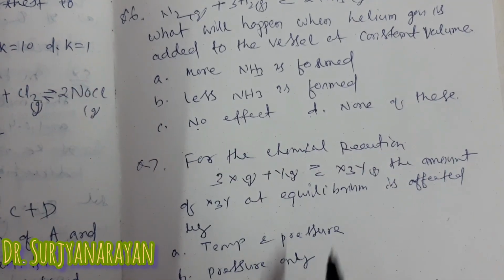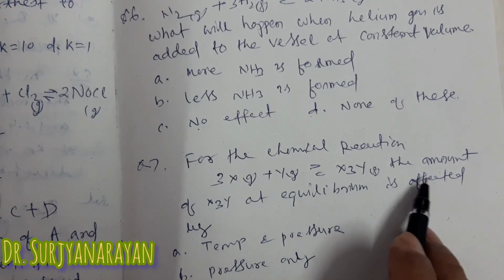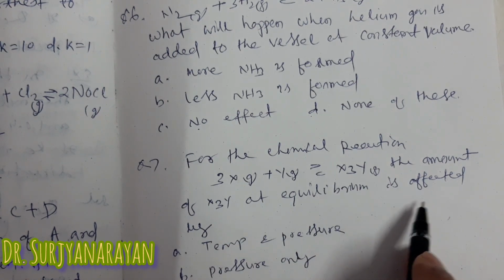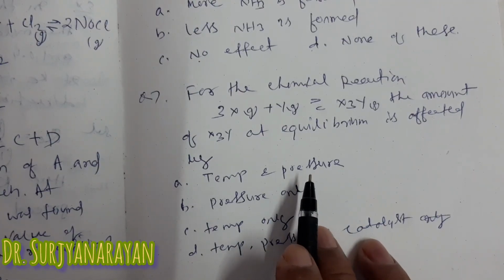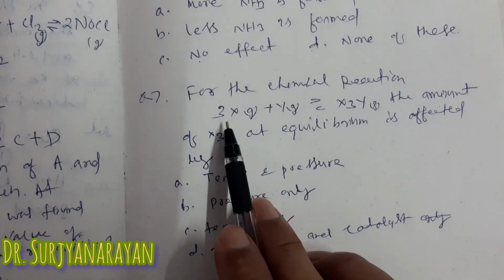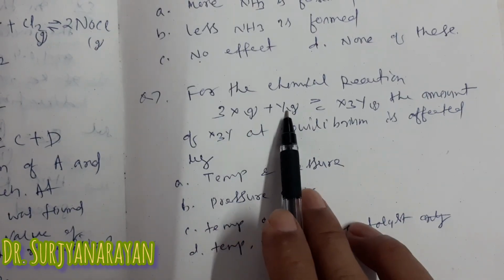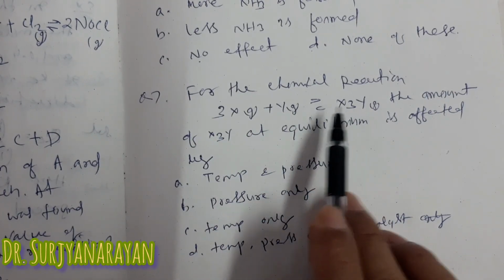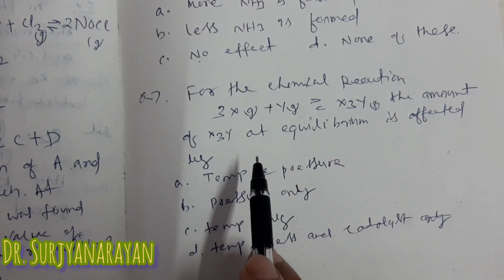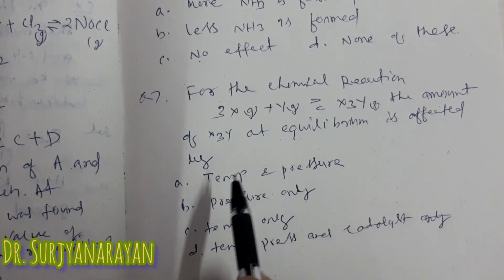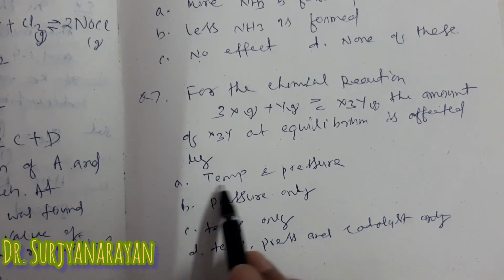Next, for the chemical reaction 3X plus Y giving X3Y, the amount of X3Y at equilibrium is affected by what? Increasing the temperature and pressure. Increasing pressure is clearly seen, because this side the number of molecules is greater than that of this side. So increasing the pressure, it will go toward more X3Y formation. But as the volume is less here, temperature also has a great effect. So choice A is the correct answer.